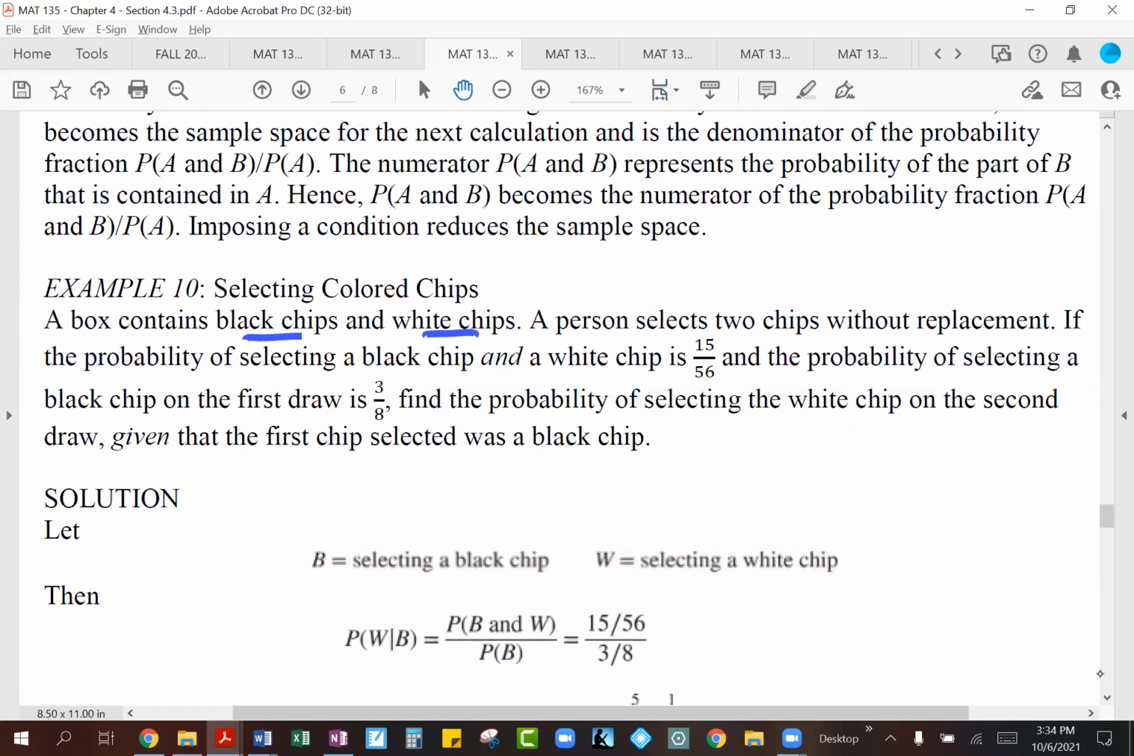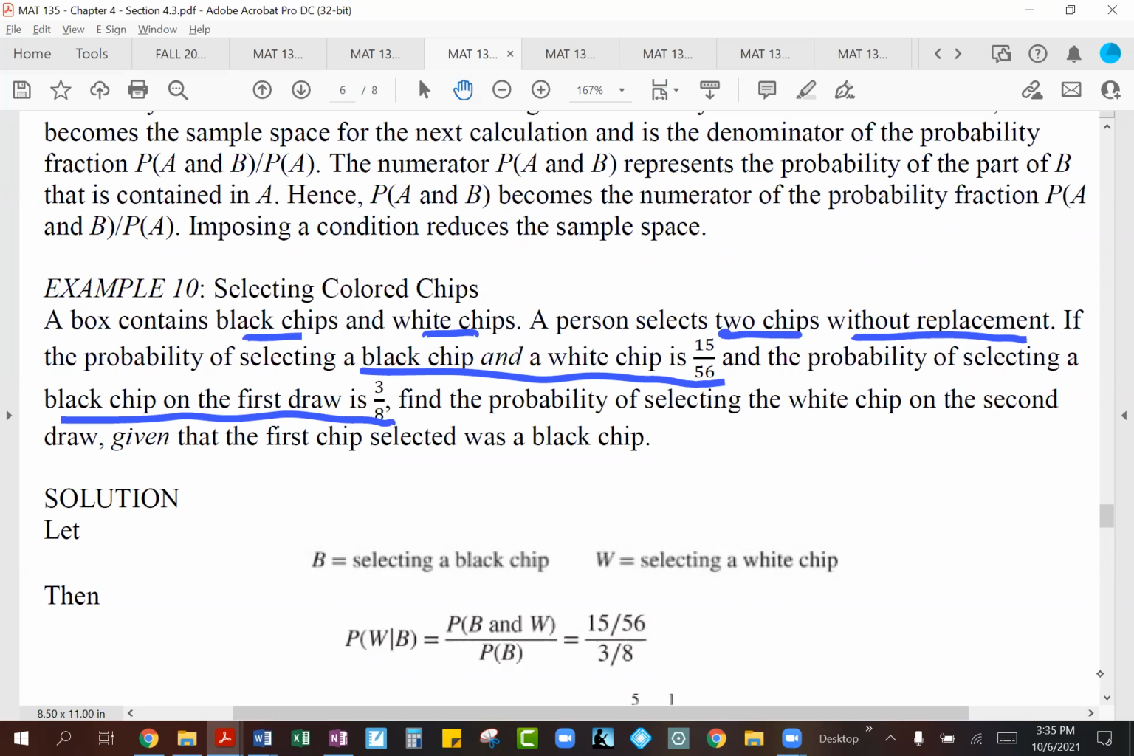Okay. And they are telling us a person will select 2 chips without replacement. So that means they're not putting the chips back into the box. So that's the crucial part over here. Then they are saying find if the probability of selecting a black and a white chip is 15 out of 56, and the probability of selecting a black chip on the first draw is 3 out of 8.